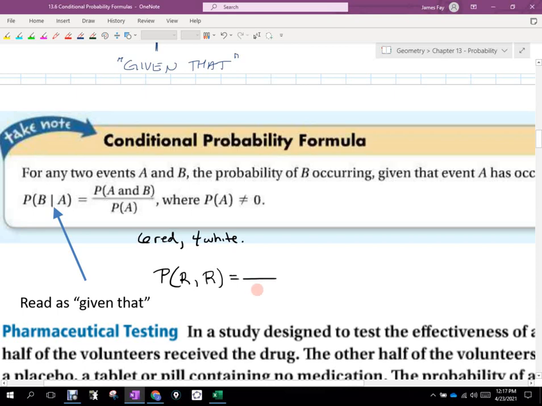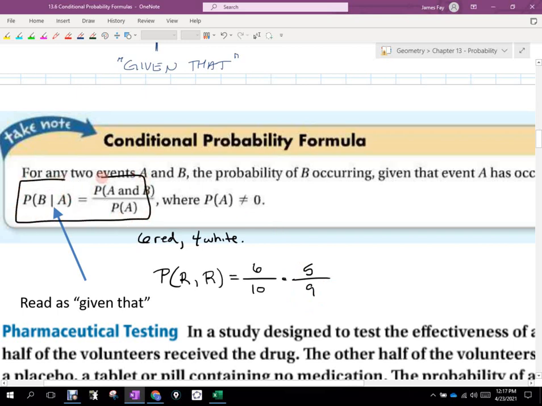Well, on the first pull, how many marbles do I have to choose from? On the first one, 6 red ones out of 10 total, right? If I get a red one on the first pull, I'm keeping it, putting it in my pocket. How many red ones then are you allowed to have in the second? 5 out of 9. Okay, that's how we do that. This was conditional probability.